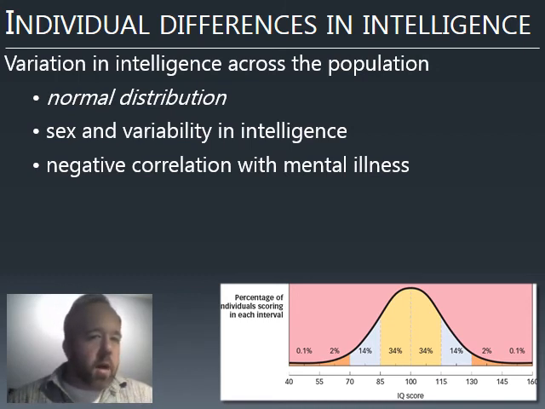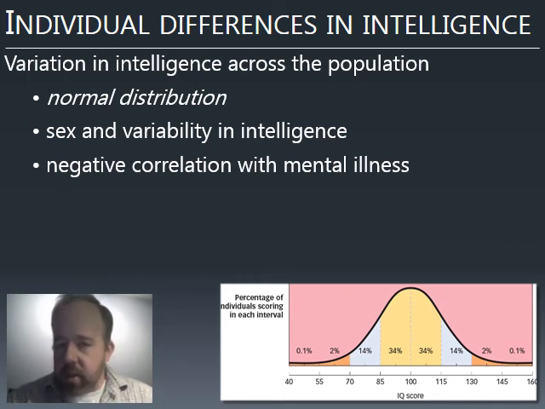However, higher skills on intelligence tests, higher intelligence scores, are actually negatively correlated with mental illness. And so as IQ goes up, the risk of mental illness actually goes down.